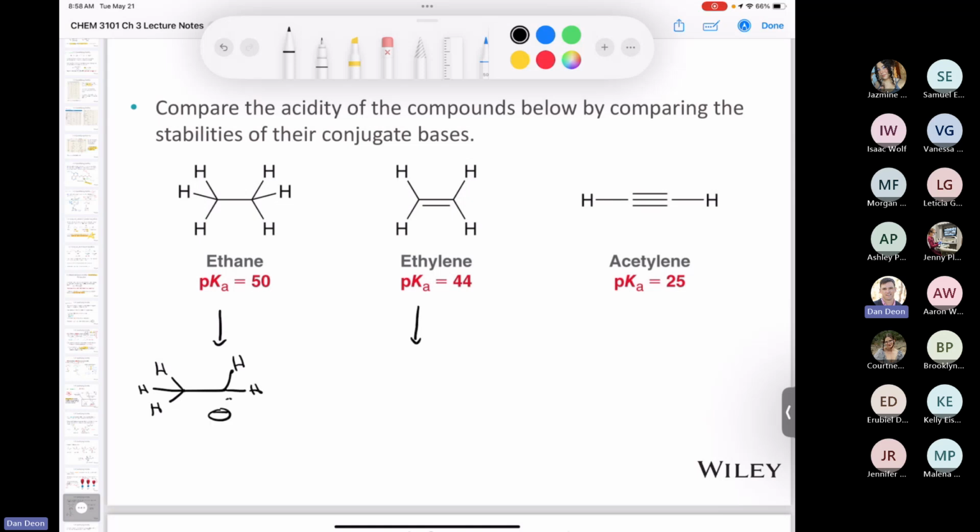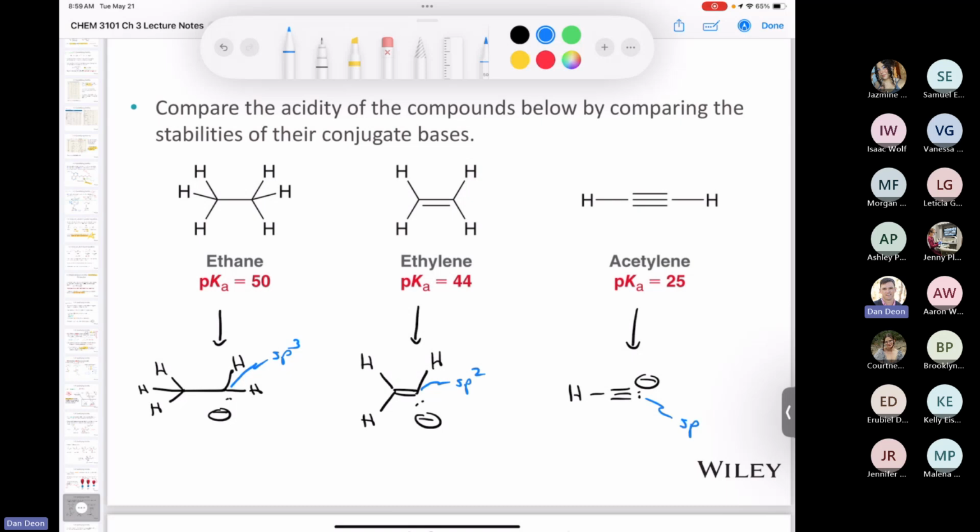If you draw the conjugate base of ethylene, you get another kind of carbanion. And if you draw the conjugate base of acetylene, I'll just draw it like this, you get another kind of carbanion. But what's the difference between these? This carbon is sp3. This carbon is sp2. And this carbon here is sp.